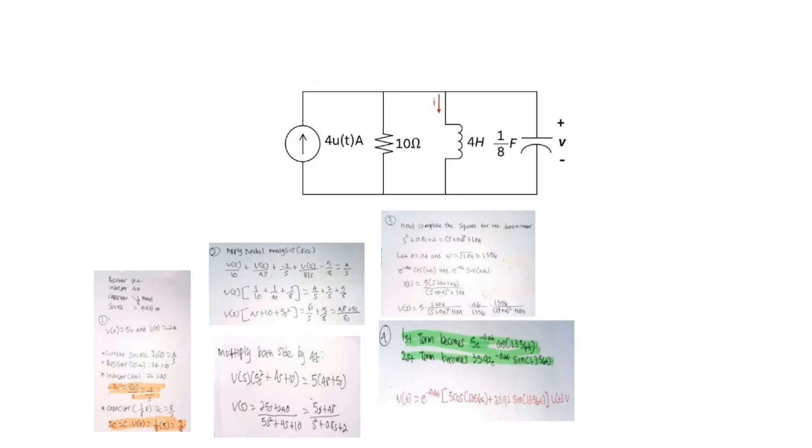After this, step number 2, we apply nodal analysis, KCL. We sum the currents leaving the top node: V(S) by 10 plus V(S) by 4S plus negative 2 by S plus V(S) by 8 over S, minus 5 by 8 equal to 4 by S. Let me combine the V(S) terms and move the constants to the right side: V(S) times 1 by 10 plus 1 by 4S plus S by 8 equal to 4 by S plus 2 plus 5 by 8.